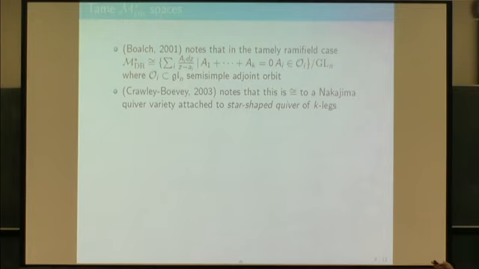And then I think it was noted by Crawley-Boevey that this variety can be identified with a star-shaped quiver variety of K legs. So somehow the legs are reflecting the semi-simple orbits we put at the K punctures. And the corresponding Nakajima quiver variety, again nicely constructed as a finite dimensional hyperkähler quotient, is in fact isomorphic with this Dolbeault space.